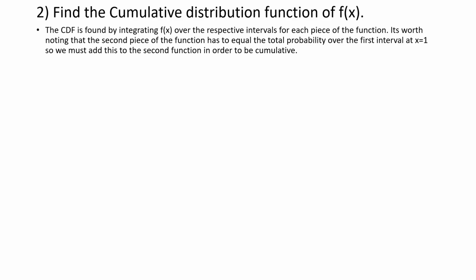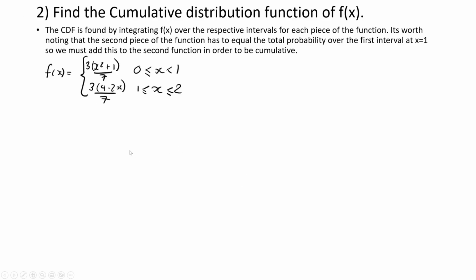So what you do then is you integrate the first one from 0 to 1, getting the total probability, and then you add that to the second function, because it's got to be cumulative, and a cumulative function starts at the lower limit, and whatever you evaluate it at, let's say if you evaluate it at 1, then it must equal the probability from 0 to 1.